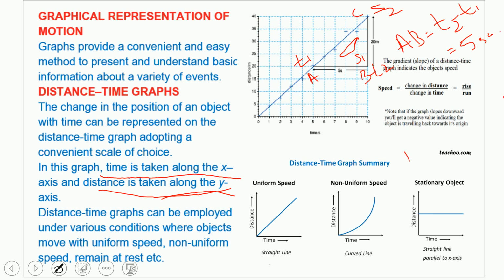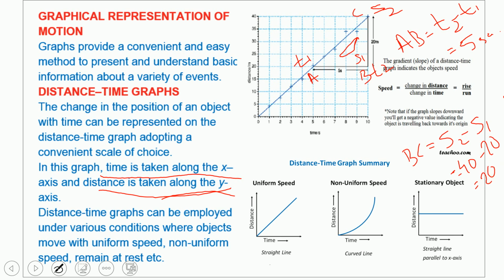Next is BC. Now what is BC? At the same point T2, S1 is also given. BC is S2 minus S1. What is S2? S2 is 40. Minus S1, which is 20. So 40 minus 20 is 20. Sure, all of you children?